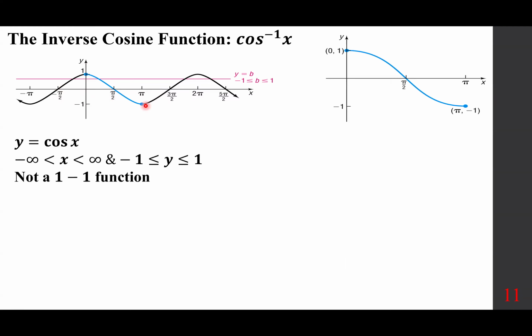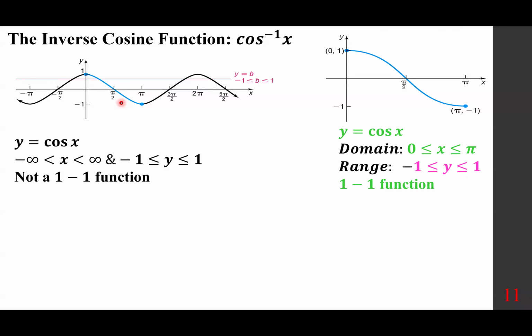And so this is the portion. We have zoomed in so we can clearly see 0, 1, pi over 2, 0, pi, negative 1. This portion now has an inverse because it's a one-to-one function. So y equals cosine x. Domain goes from 0 to pi, x is between 0 and pi. Range goes from negative 1 to 1, and the endpoints are included. This is a one-to-one function.